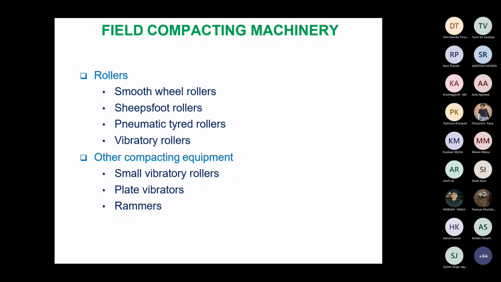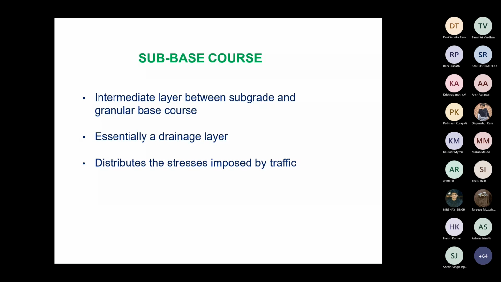So in the last classes, I told you about the different machineries for compacting and the factors affecting compaction. Next, we'll straight away come to the other level. That was about the subgrade, the improvement of formation.